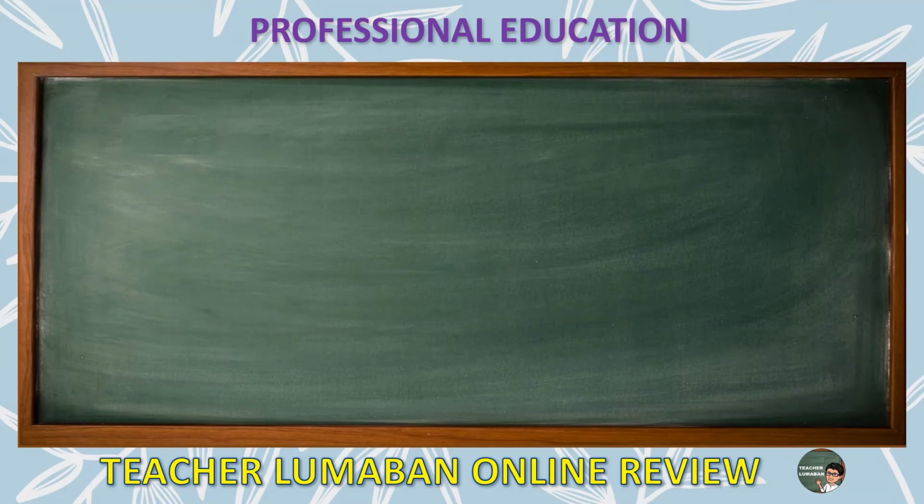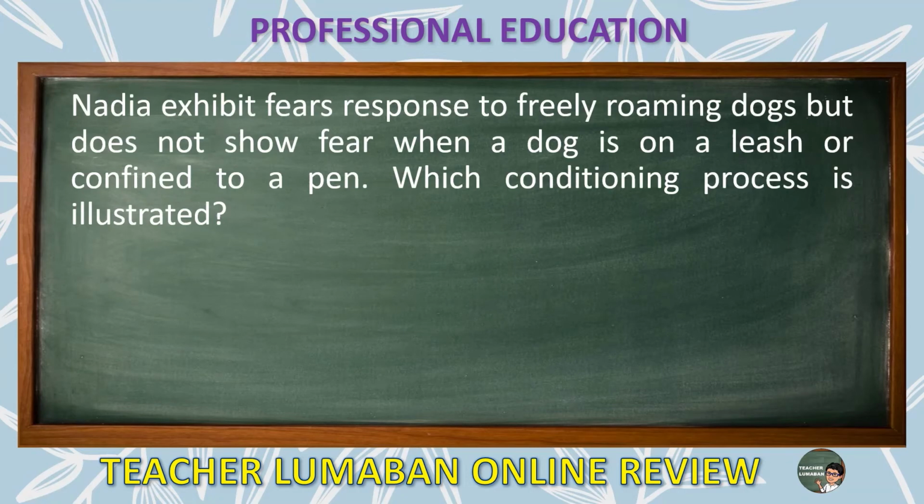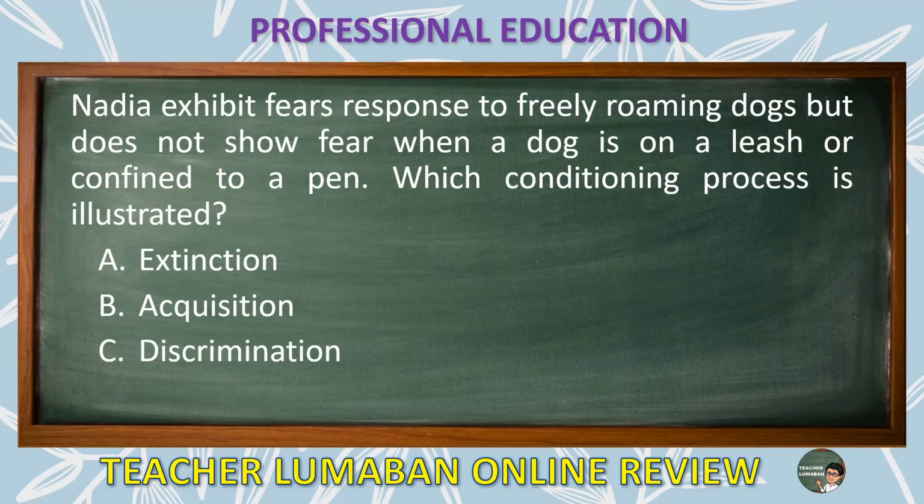Nadia exhibits a fear response to freely roaming dogs but does not show fear when a dog is on a leash or confined to a pen. Which conditioning process is illustrated? Letter A, extinction. Letter B, acquisition. Letter C, discrimination. Letter D, generalization.